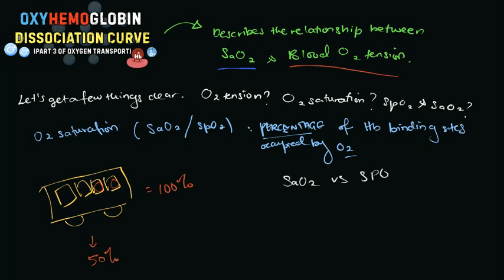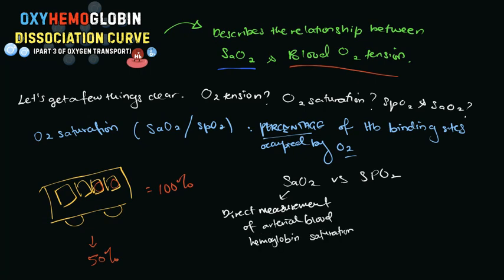The value of oxygen saturation can be obtained either by SaO2 or SpO2, but they are not one and the same. They have slight differences in their reading and how they're obtained. SaO2 uses direct measurement of arterial blood. It measures how much the hemoglobin is saturated from the blood. So it is read from the ABG, and it is considered the true arterial saturation.